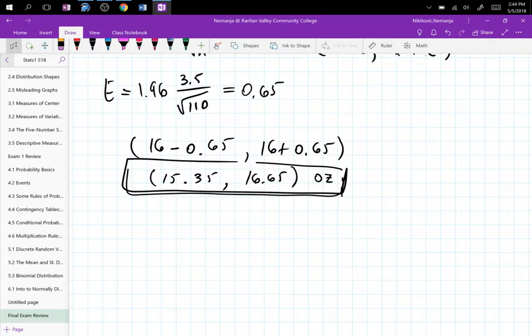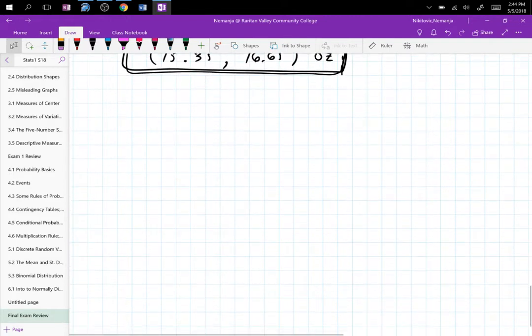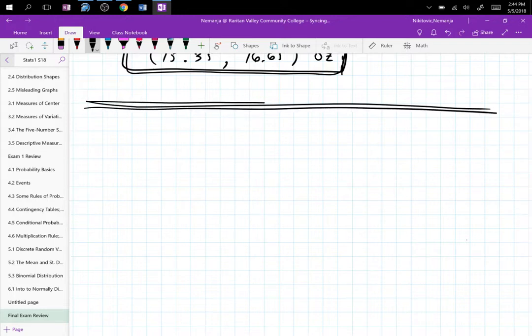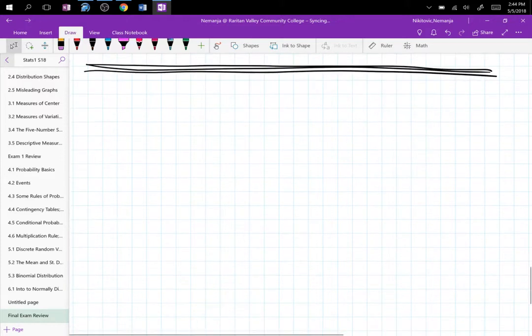Everyone is good. Now we're going to close this part, put this line, put another line, and another line. That's 3 lines. And then we are going to say probability.